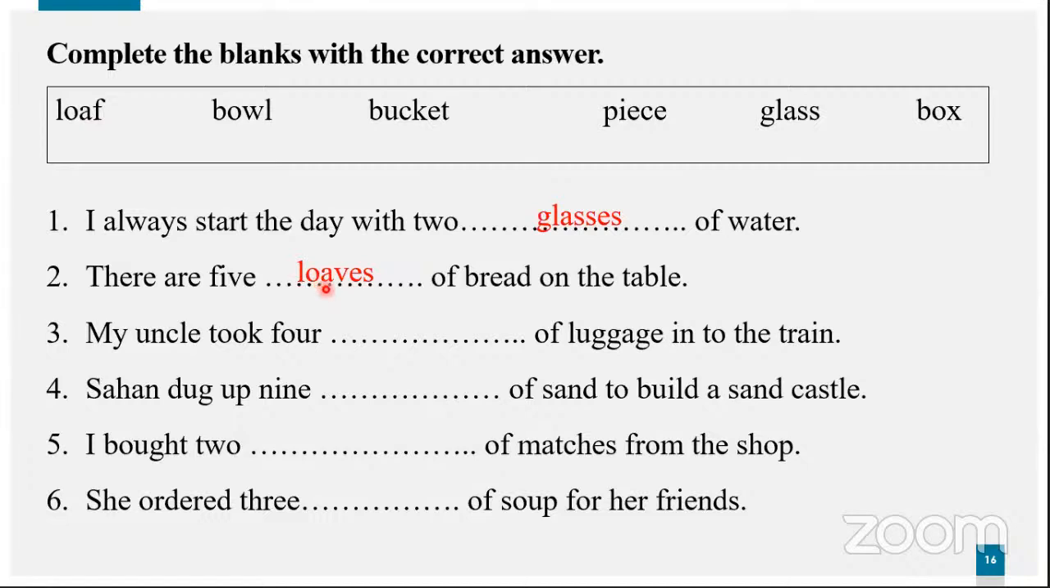So loaves, right? Loaf becomes loaves, L-O-A-V-E-S, right? Loaves of bread. There are 5 loaves of bread on the table.